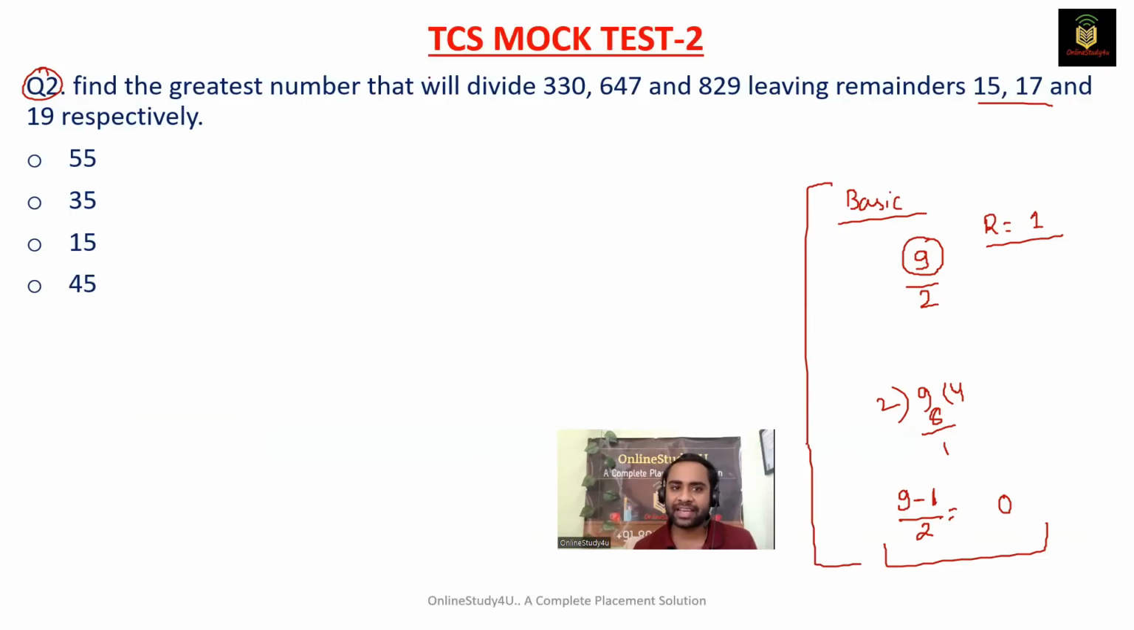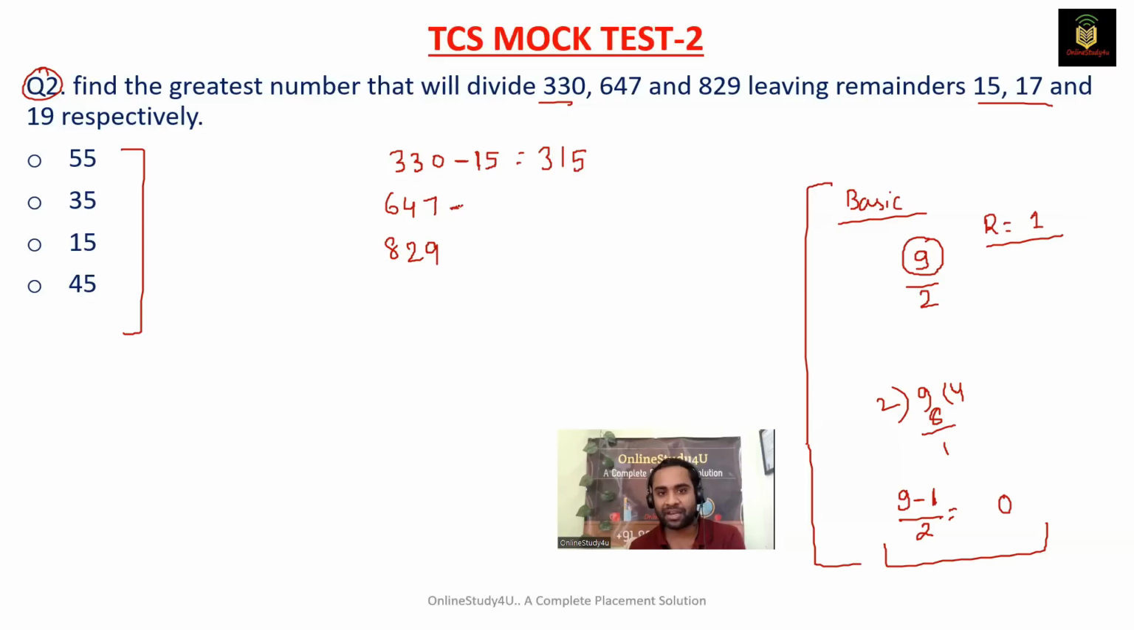Now, so find the greatest number that will divide 330, 647, 829, leaving remainders 15, 17, and 19. I don't want any remainder. Whichever the number is, it should divide it completely. So if you don't want any remainder, then just subtract the remainder from that.